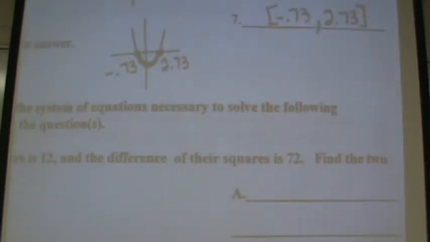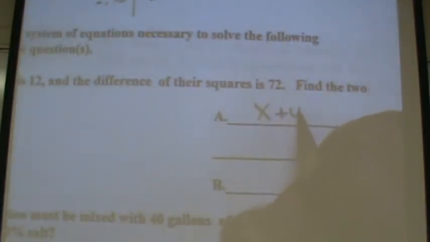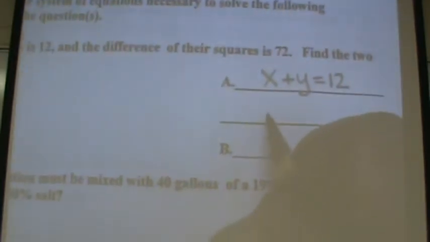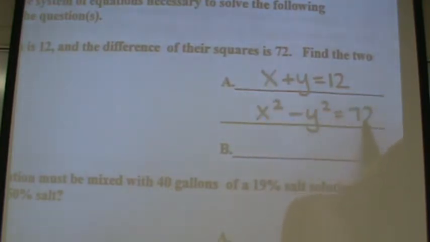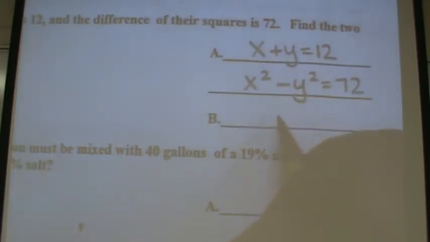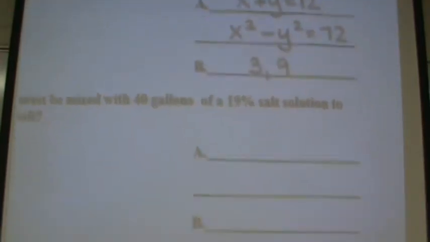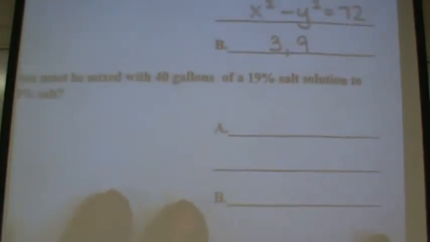The next, the sum of 2 numbers is 12. And the difference of their squares is 72. What I would do is solve one for y and plug it into the other and then type it into your calculator. I think 3 and 9 were the 2 numbers. Once you find one, you can plug it and get the other one.